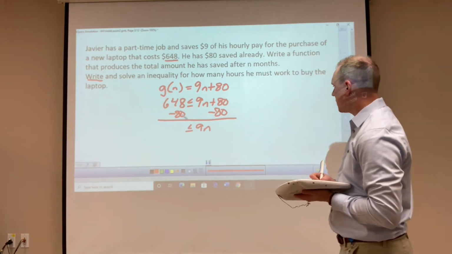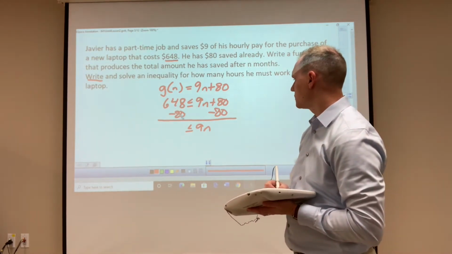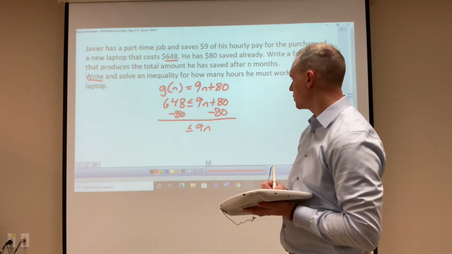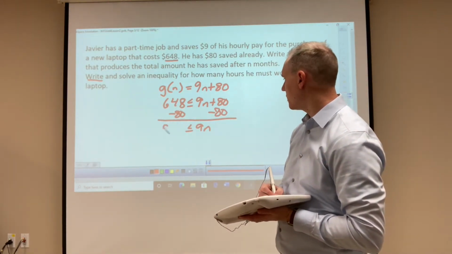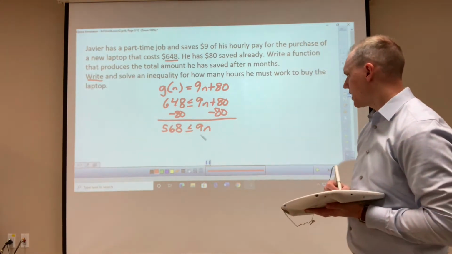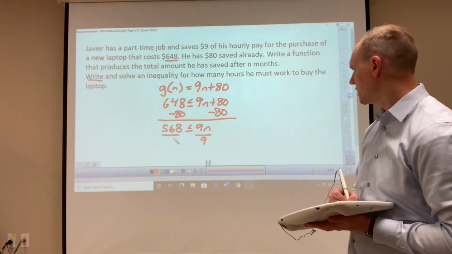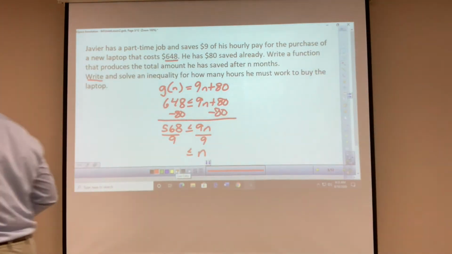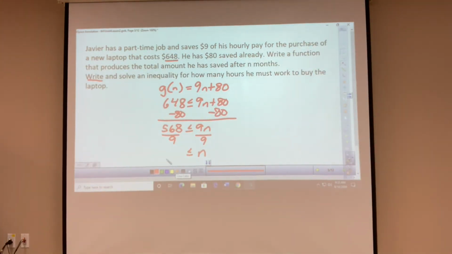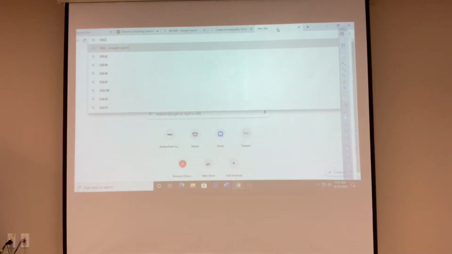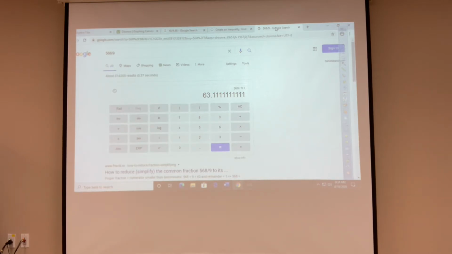And then 648 minus 80. 648 minus 100 would be 548, but we're not doing 100, we're doing 80 instead. So it'd be not 548, but 568. All right, then we're going to divide by 9 to get n by itself. So n is less than or equal to, let's take out our calculator here, 568 divided by 9. That's 63.1, or 63 and 1/9.